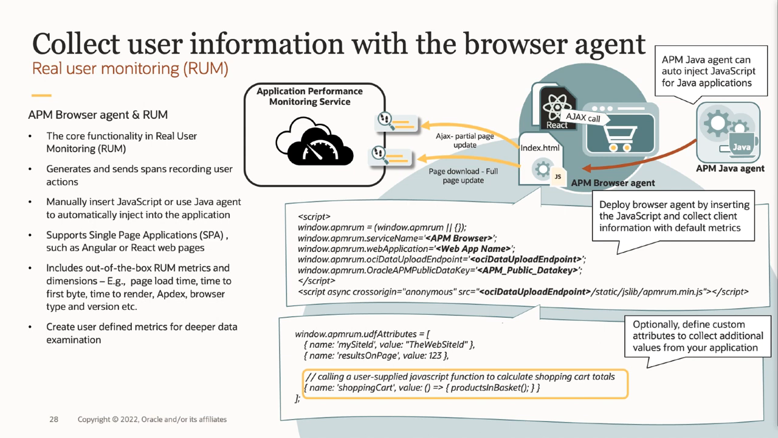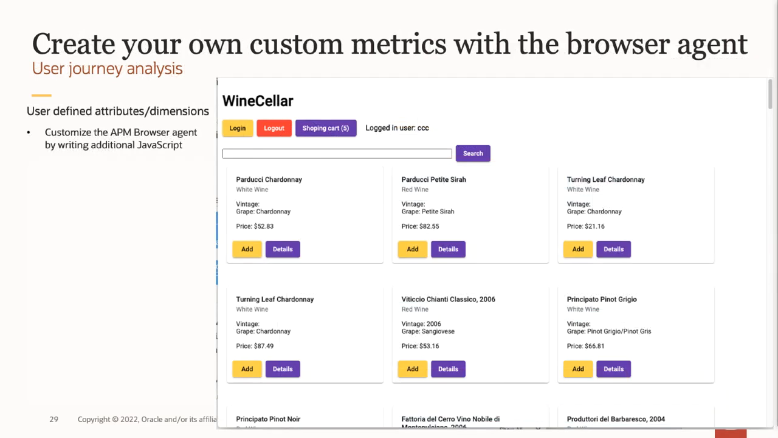It collects data that is user-oriented. Once the spans are uploaded to APM, you can visualize in the real user monitoring dashboard or use default or custom dimensions to slice and dice the data in Trace Explorer to analyze the user trend. So we just talked about the user-defined attributes, which is one of the capabilities in Browser Agent. Let's see how this feature can be useful in a real-world use case.